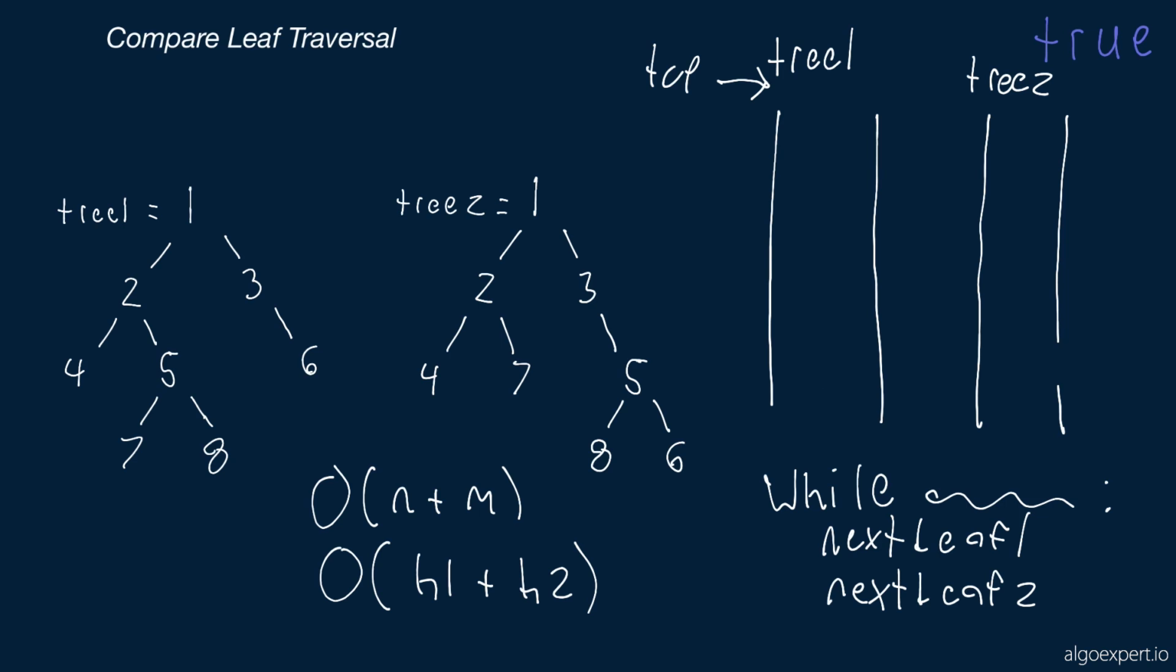Now, since we have 2 stacks, we'll have one stack that has h1 elements on it, the other stack that has at most h2 elements on it, and so we need to add this together to get a total space complexity of h1 plus h2.